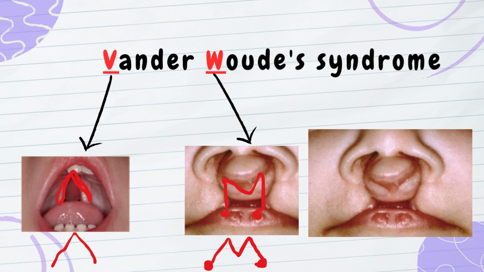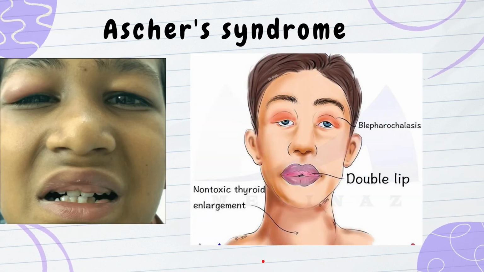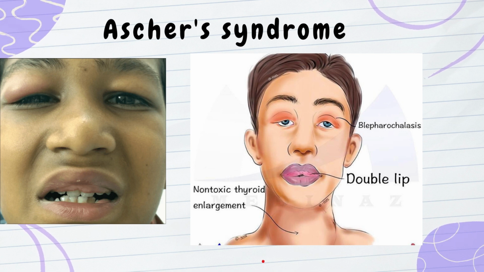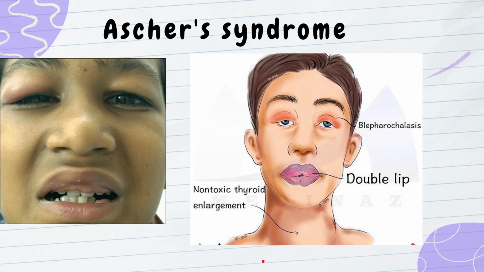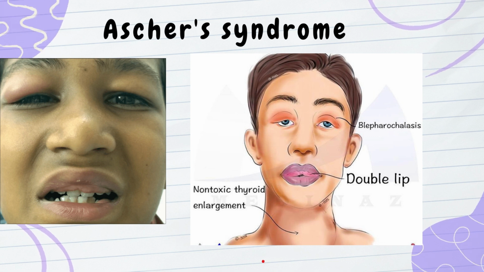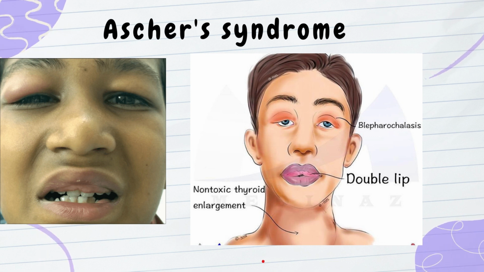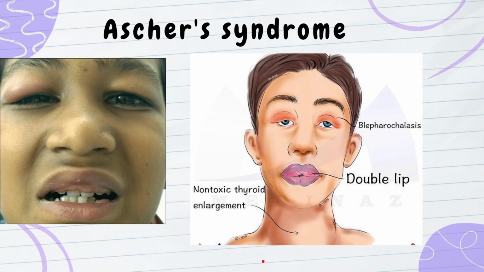Okay, so let's get started with Asher syndrome. And first of all, we have to remember three things. Three things are main, are very important in Asher syndrome, that is blepharochalasis, double lip, and non-toxic thyroid enlargement. Okay, so what is blepharochalasis?